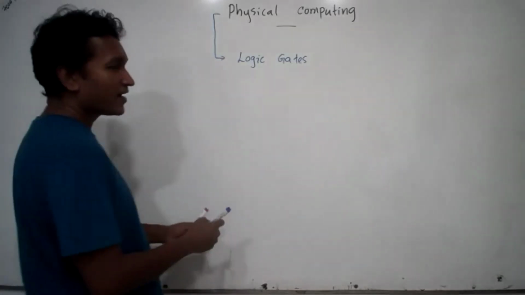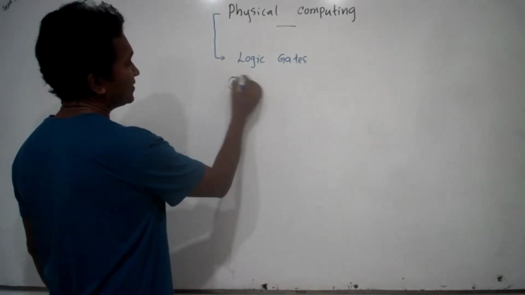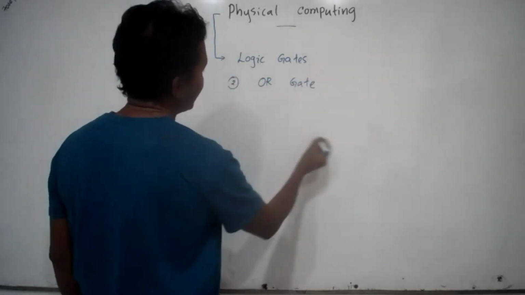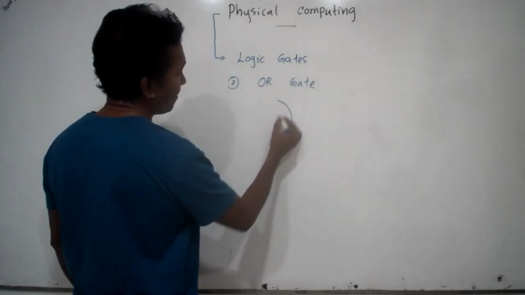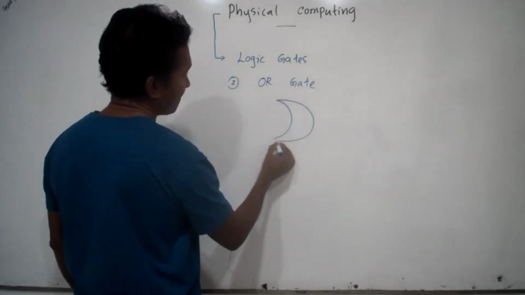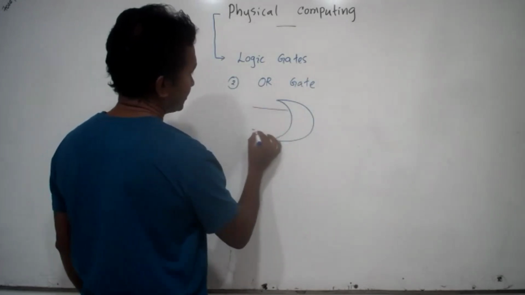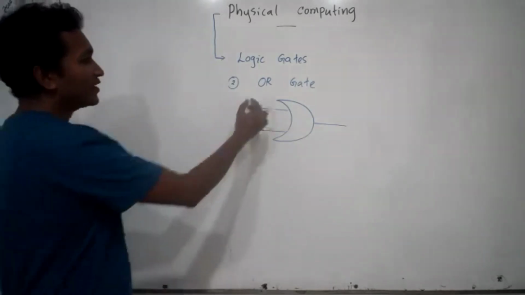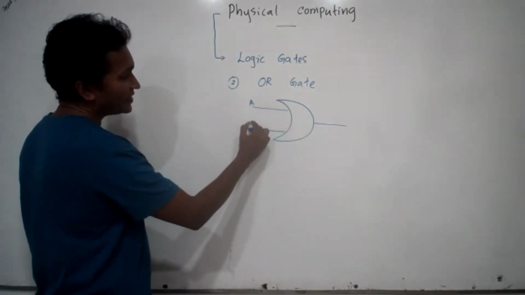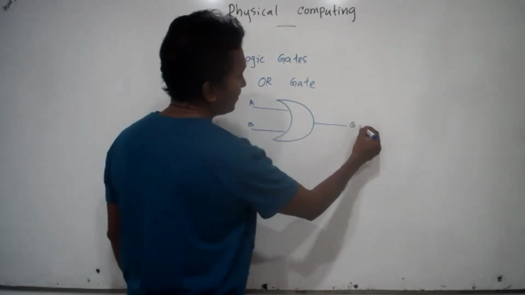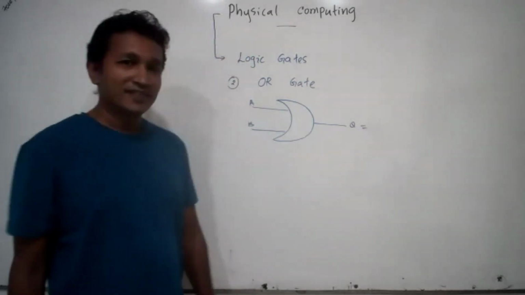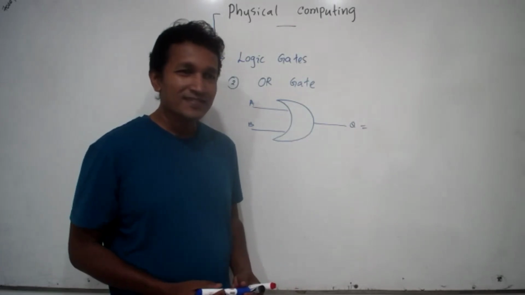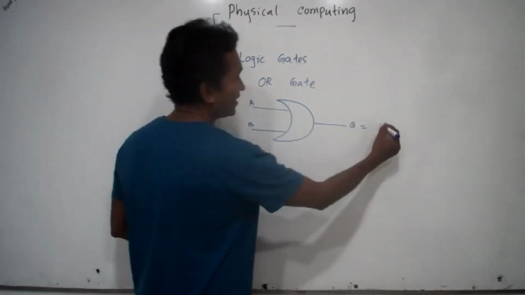So our second one is this. This is the symbol for the OR logic gate. If this is A and this is B, what will be the output? A plus B. Yes, A plus B.